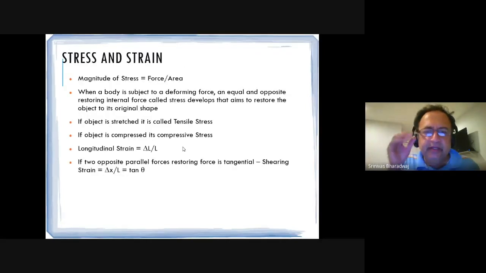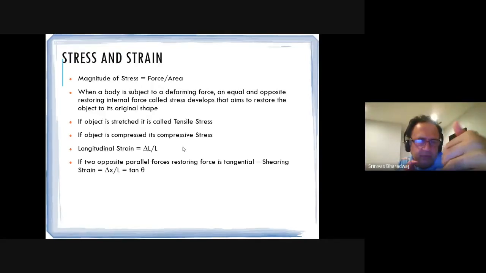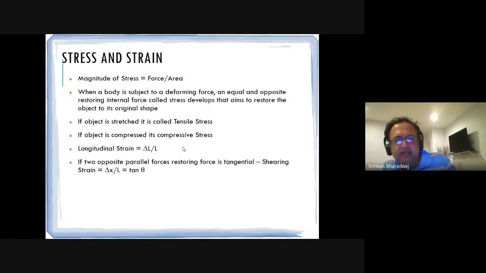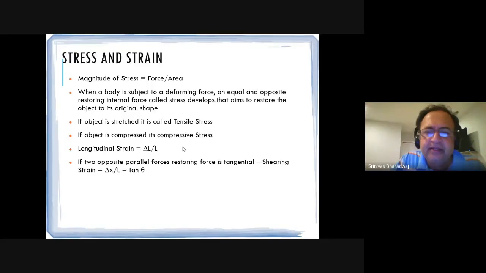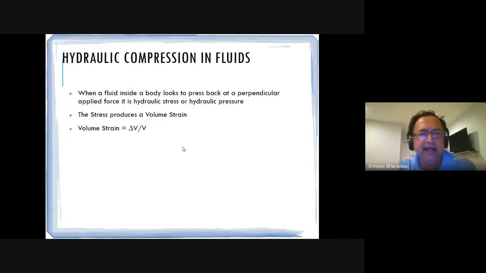Now, there is another idea which is called shearing strain. This is when there are two opposite forces not aligned, and we're not pulling or pushing straight, but we are producing what is called a shear. I'm pushing here, I'm pushing here. The two sides kind of shear against each other. Then the restoring force produces what is called a shearing strain, which is the amount of delta x divided by L.